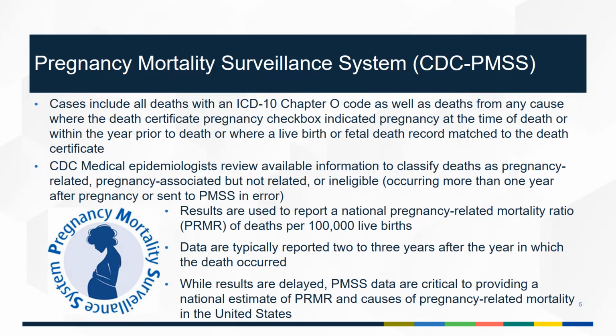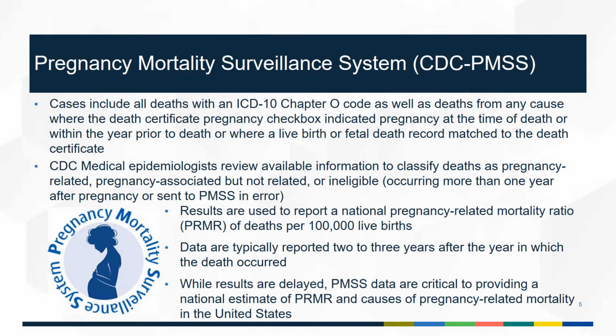Once all cases are reviewed and classified, PMSS calculates and reports a national pregnancy-related mortality ratio, which is the number of maternal deaths per 100,000 live births. Note that the end goal for PMSS is to use the review process to identify pregnancy-related deaths.